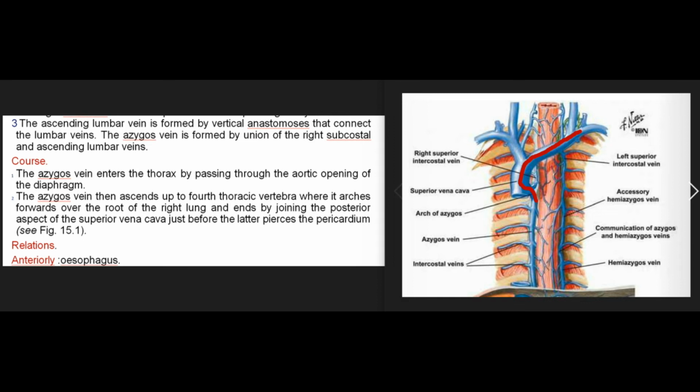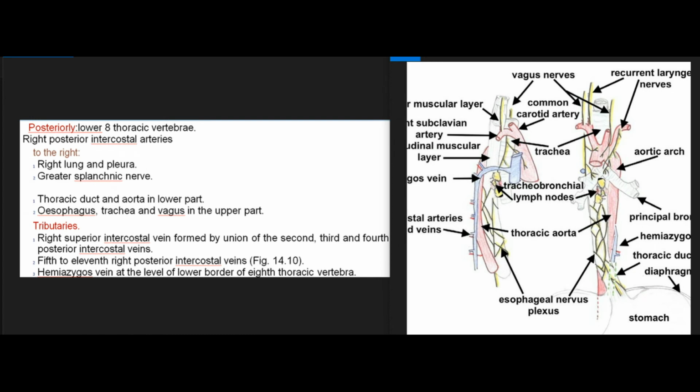Course. 1. The azygos vein enters the thorax by passing through the aortic opening of the diaphragm. 2. The azygos vein then ascends up to the 4th thoracic vertebra where it arches forwards over the root of the right lung and ends by joining the posterior aspect of the superior vena cava just before the latter pierces the pericardium, see Fig 15.1.